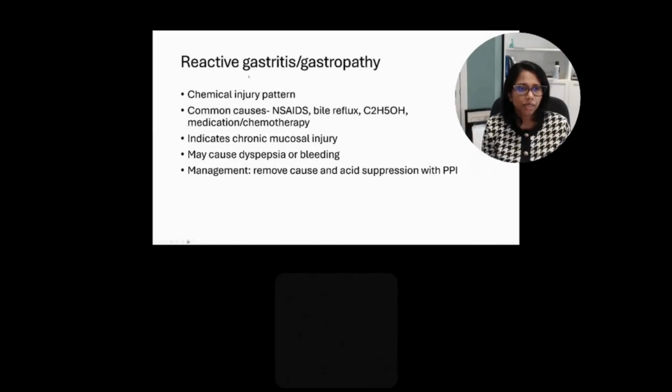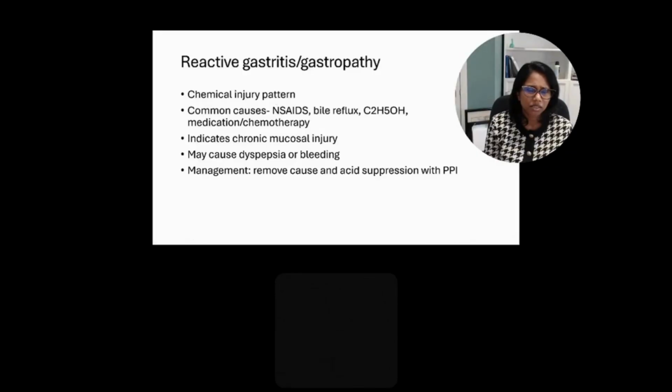So I'd like to begin with reactive gastropathy or reactive gastritis. It's a pattern seen in chemical injury. The most common causes are NSAIDs, bile reflux, alcohol, medication, chemotherapy, and it effectively indicates chronic mucosal injury. It may cause dyspepsia and bleeding, and ultimately removing the cause and treating with acid suppression with PPIs will actually treat this. But this is somewhat ubiquitous, really.